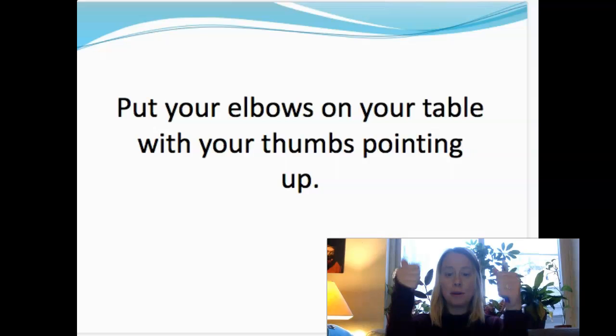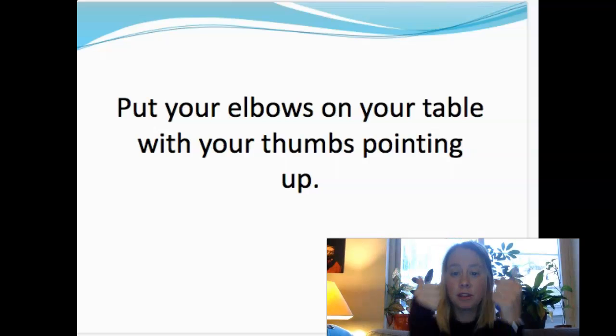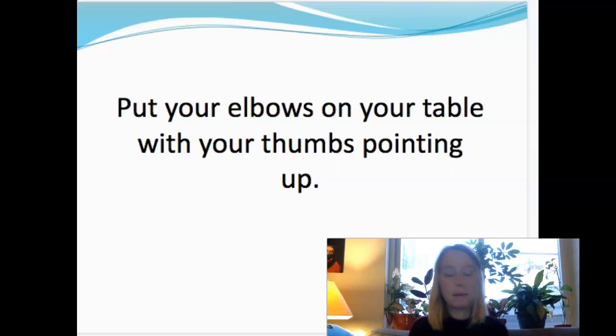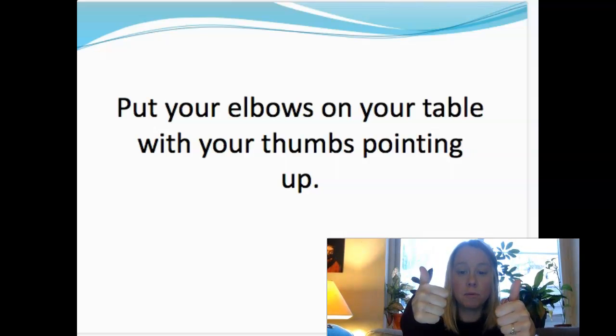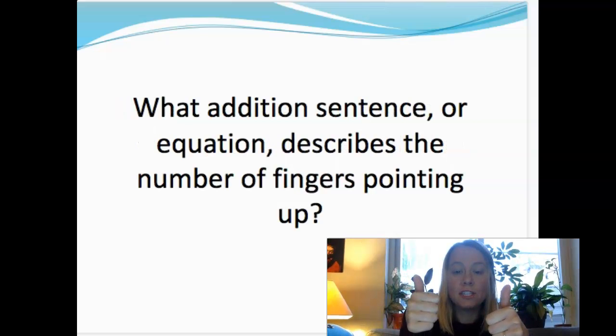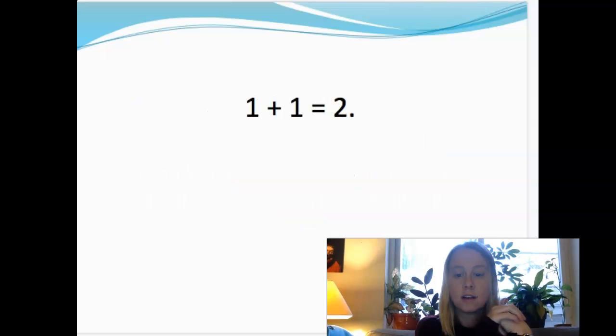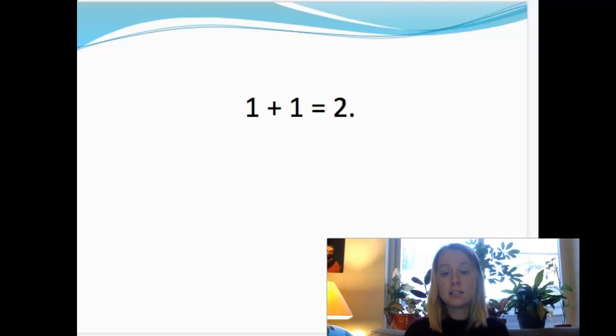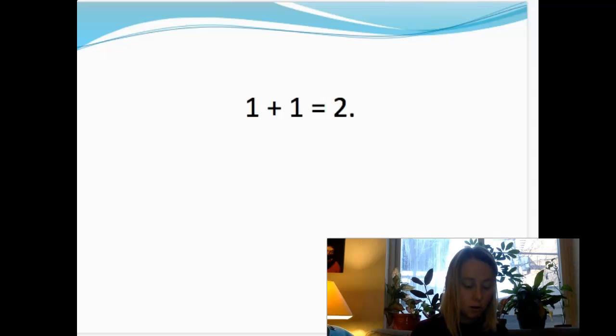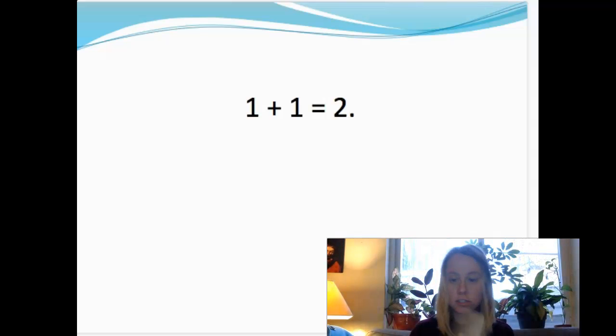Okay, so we're going to start by putting your elbows on your table with your thumbs pointing up, just like I am here. I'll put my markers down. Elbows on the table, thumbs pointing up. What addition sentence or equation describes the number of fingers pointing up? So look at each hand as each addend. We should be thinking 1 plus 1 equals 2, just like this. 1 plus 1 equals 2. That's our first double, and we're going to record our doubles as we write today. So on my paper right now, I'm going to record 1 plus 1 equals 2. You can take a second to do the same.